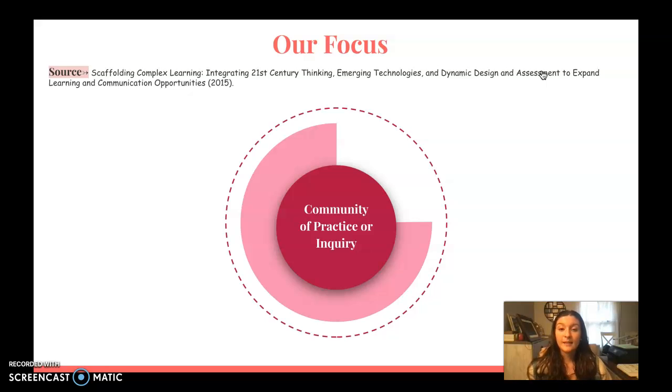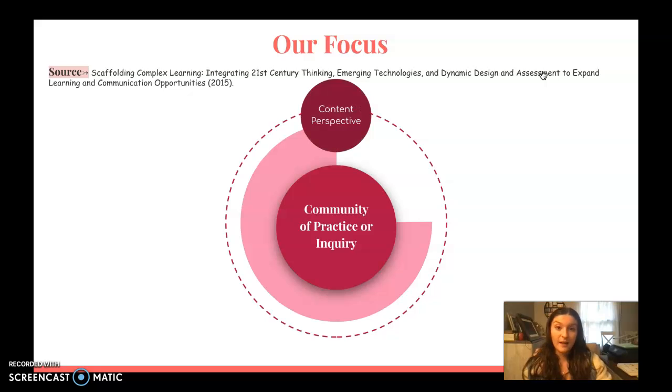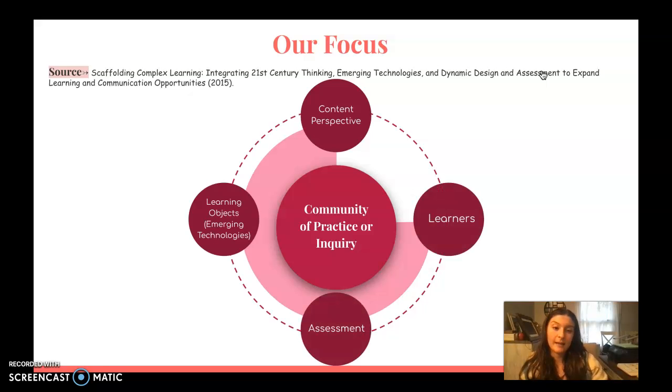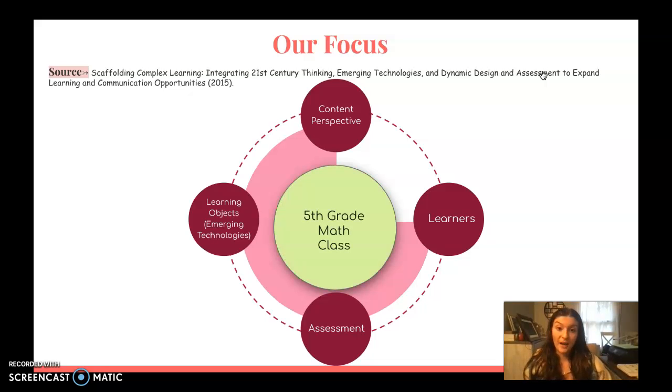And there are several components that build up a community of this type. That is content perspective, learning objects and emerging technologies, the learners within that community, and how to assess those learners. So to shift this framework to something more specific for me, last year I was a fifth grade math teacher. And so my math class was solely online based due to the pandemic. So my report today is going to be following that framework.